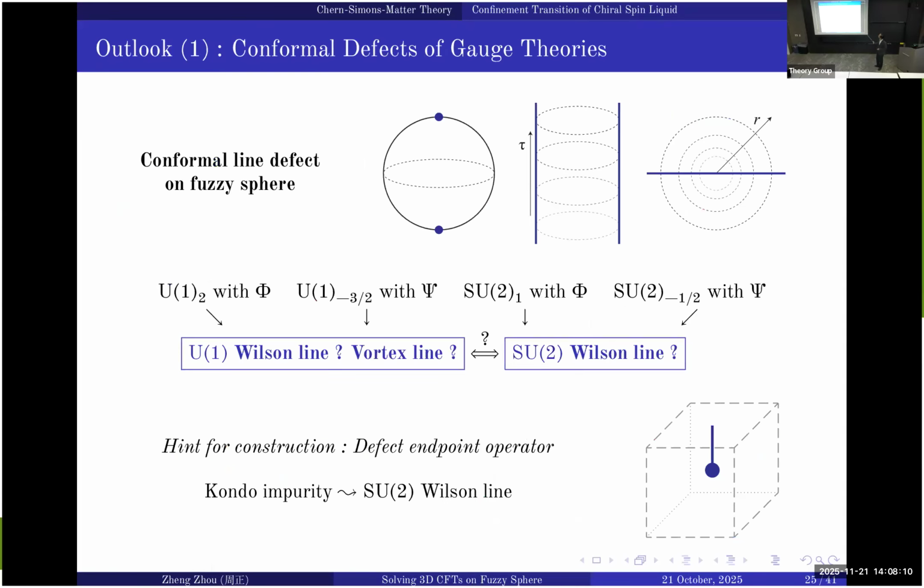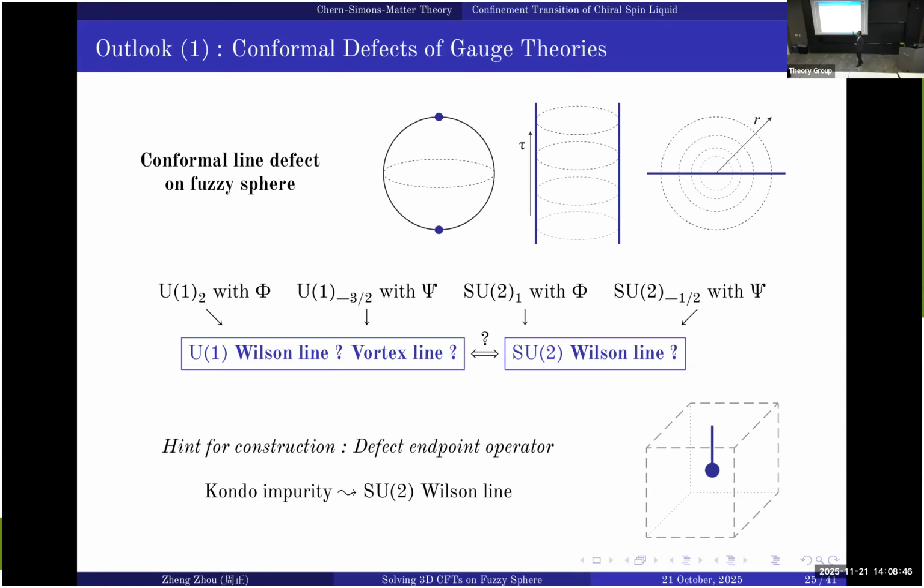So what can we do next? The first thing, we can consider the conformal defects of the gauge theories. The fuzzy sphere is a natural platform to study the conformal defects. If we look at the path integral configuration, the defect is just a line passing through the origin point. And after the radial quantization, after transforming it to a cylinder, this just becomes two impurities at the north pole and the south pole of the fuzzy sphere.